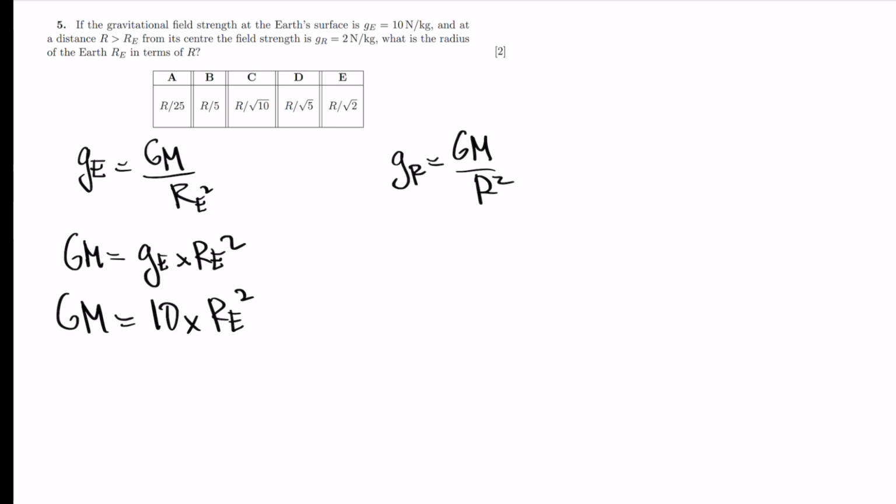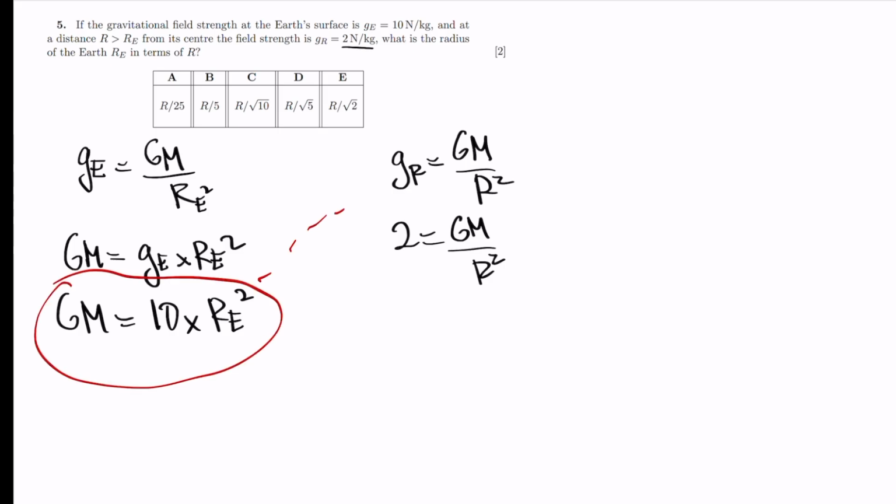This means that we can say that g2, because we're given that at a distance r, the gravitational acceleration is g2, will be GM over r squared. But hang on a minute, we already have this relationship for g, so we can just plug this into here. Right, what are we going to get? We're going to get that g2 is equal to, around the GM, I'm going to write 10 multiplied by Re squared, and then divide that by r squared, like that.